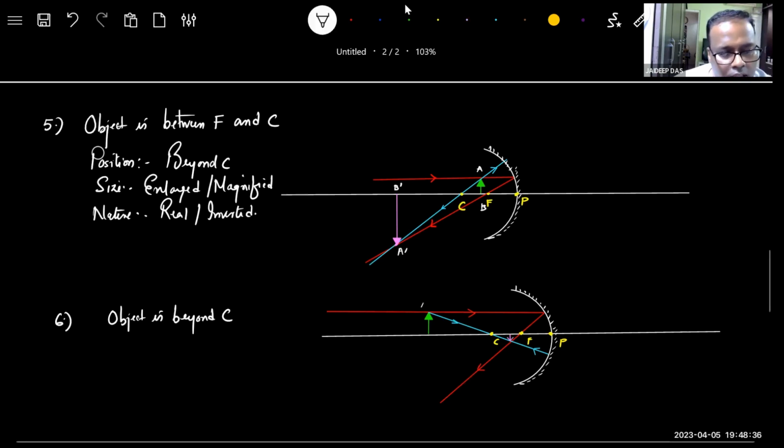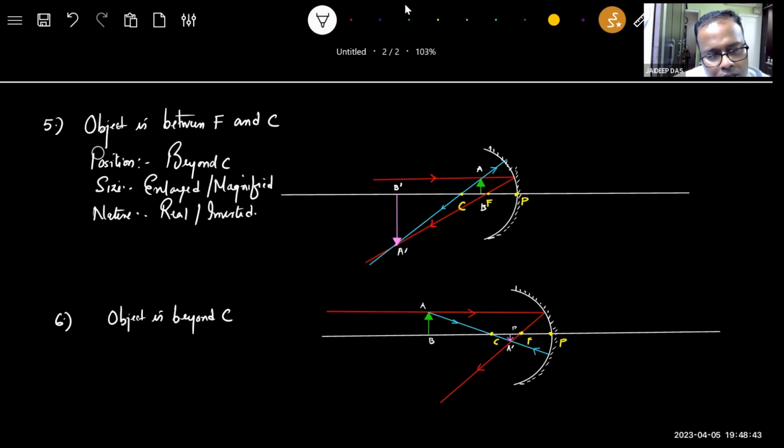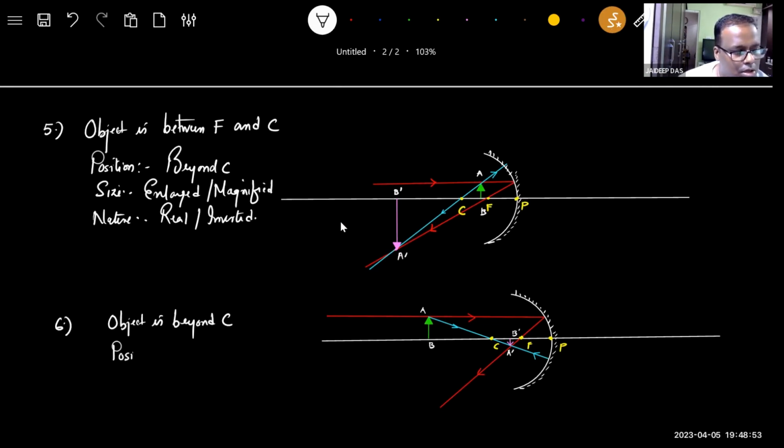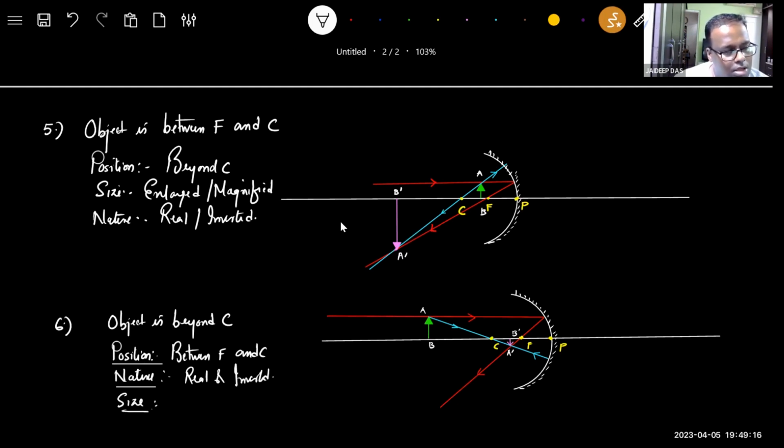So let's write it. अगर ये A था, then this is A dash, और अगर ये B था तो ये B dash होगा. क्लियर? और ये जस्ट उसका ऑपोजिट है, ऊपर वाले का ऑपोजिट है. देखो ना, we can write it. Position is जो उसका इमेज ऑब्जेक्ट था वही लिखो: between F and C. Nature: real and inverted, and size: smaller than object. Just reverse है उसका.